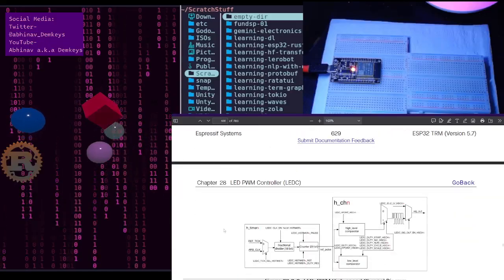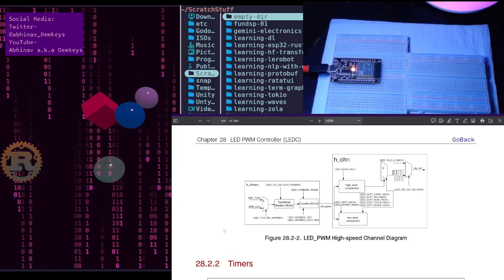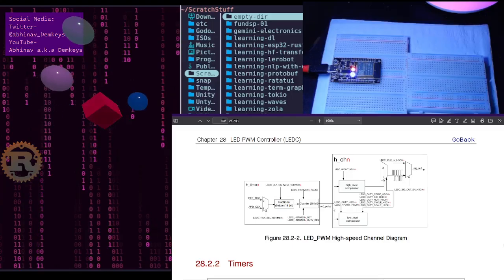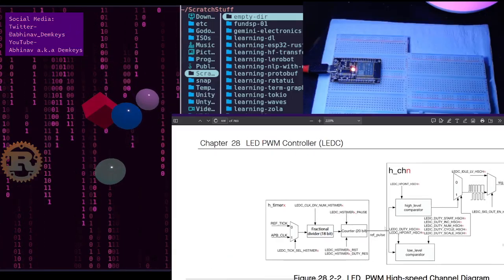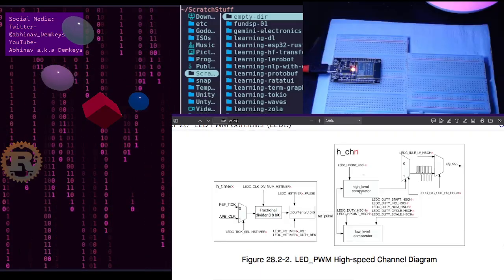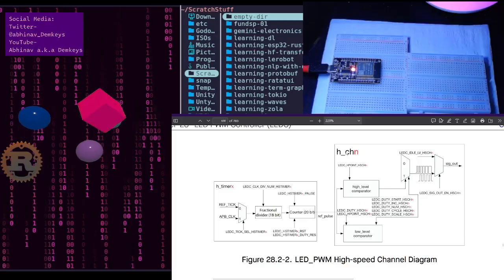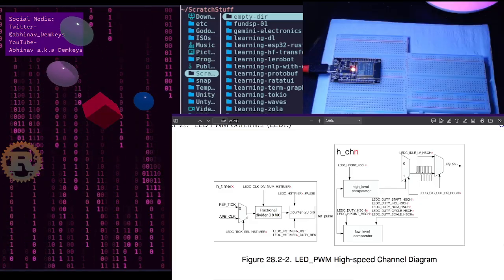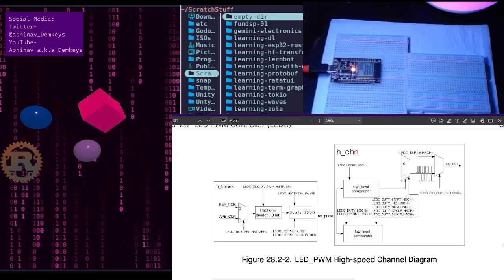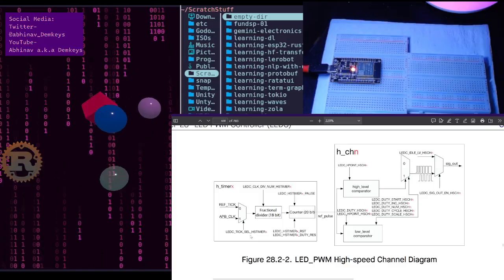Okay, then the LED PWM high-speed channel diagram. So what are we looking at here? I think I need to zoom in for this. H timer and then H channel. Okay, so this is the mux, I'm assuming, that decides. Yeah, it says LED tick selector HS timer.